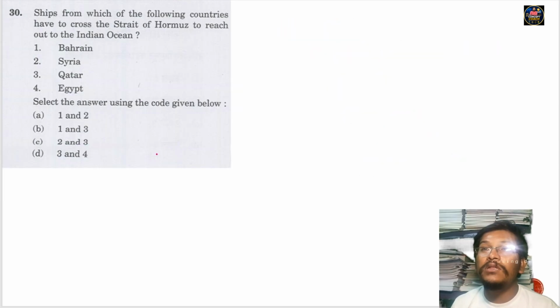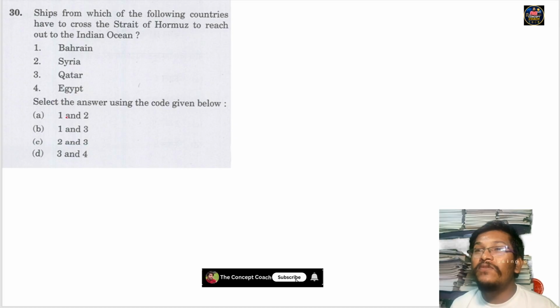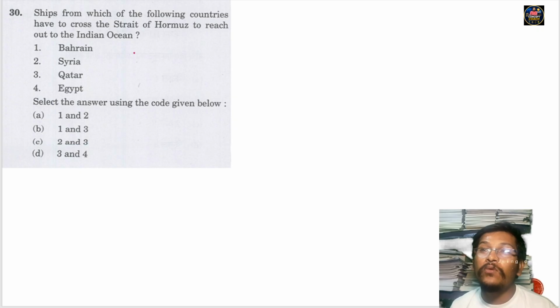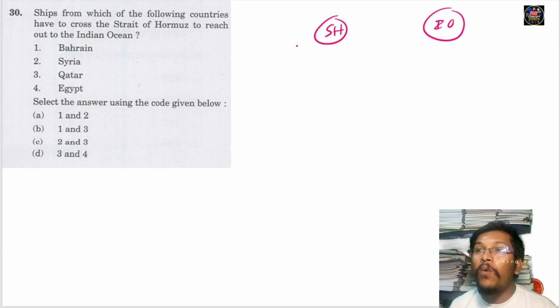And we will move on to the 30th question. Ships from which of the following countries have to cross the Strait of Hormuz to reach the Indian Ocean? Here, the question is about the Strait of Hormuz and Indian Ocean. So what are the countries that need to cross this Strait of Hormuz to reach the Indian Ocean? This is the question, awareness of maritime choke points. So this is one of the choke points, the Strait of Hormuz.